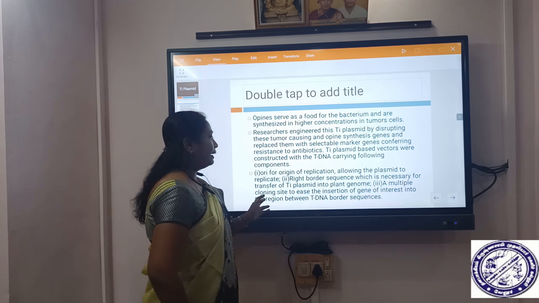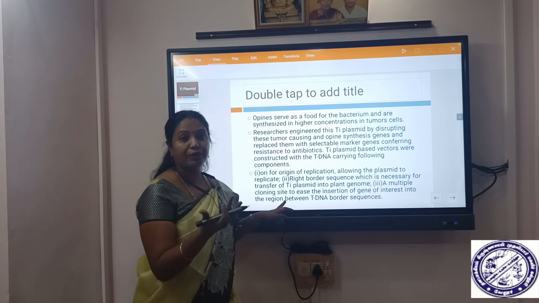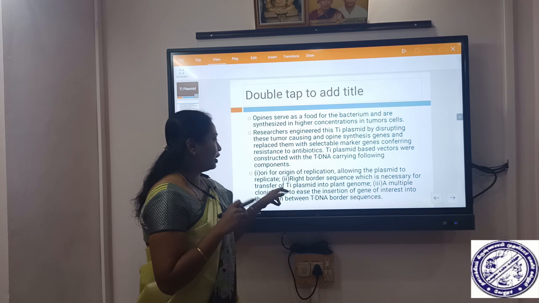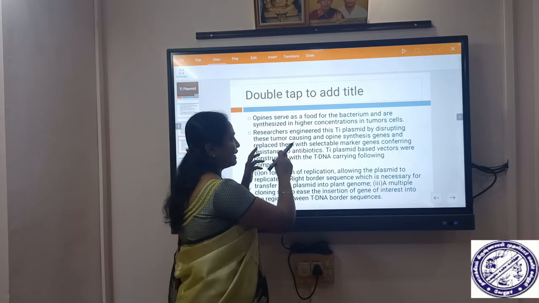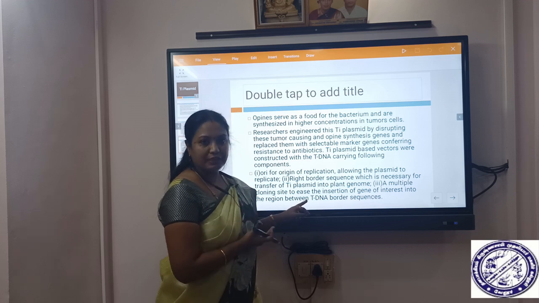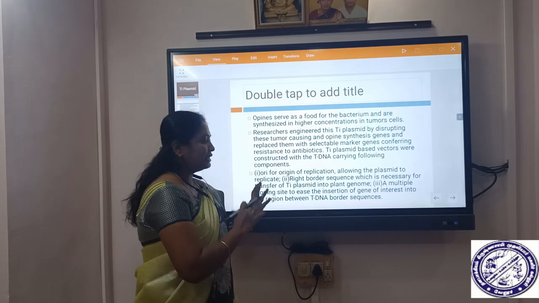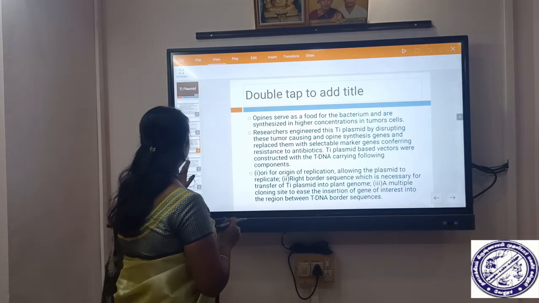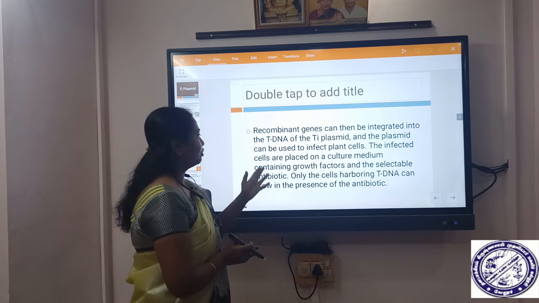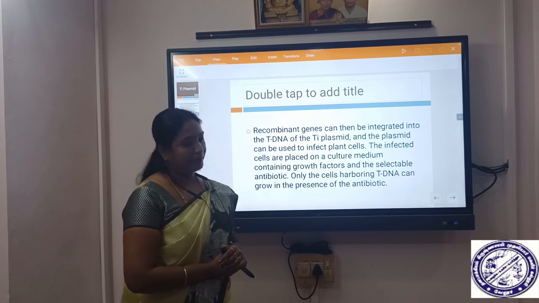And it also has a multiple cloning site, because we have to insert our own gene of interest, right? So the researchers have inserted a multiple cloning site for the ease of insertion of any gene of interest between the T-DNA border sequences. So recombinant genes can very easily get integrated into the T-DNA of the Ti plasmid, and the plasmid can be used to infect the plant cells.